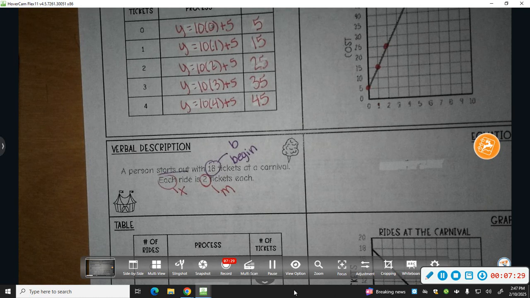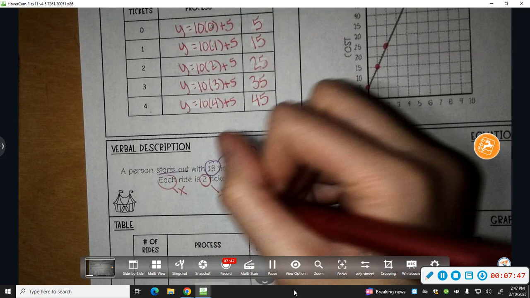Now, something important about this is if I'm starting with 18 tickets and I'm losing 2 tickets every time I get on a ride, my slope is not going to be positive. I'm not gaining tickets by riding the rides. Instead, I'm paying for them with the tickets. I'm losing tickets, so it has to be negative. So I know that my slope is going to be negative.